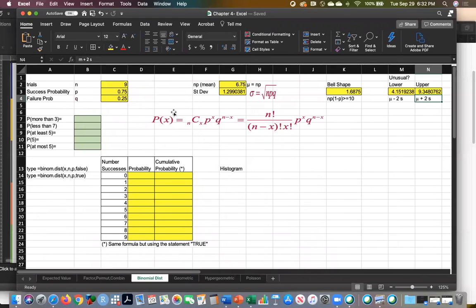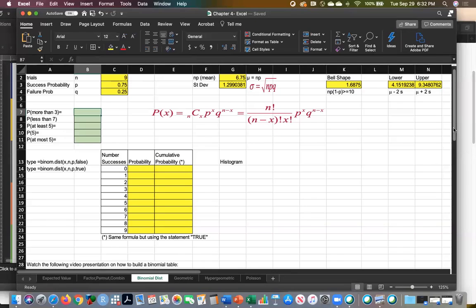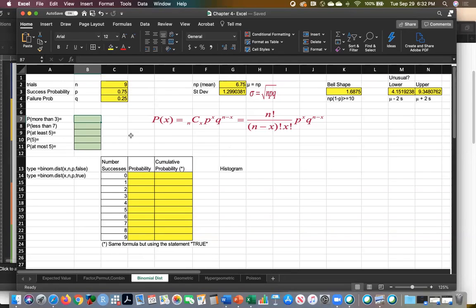So in this case, how can I solve this? If somebody asks me, what is the probability that more than 3 are going to be successful? Well, I don't know. What I can do here is build my binomial distribution table. I can use this formula to find this value, but if I want to find more than, less than, at least, or at most, I have to use a binomial distribution table.